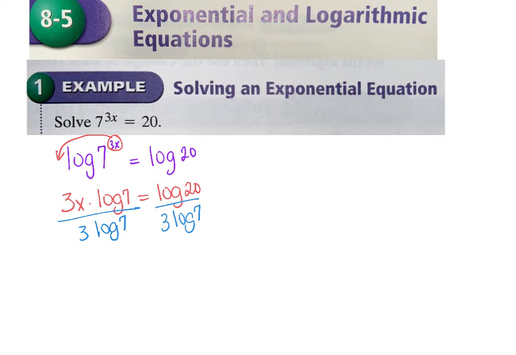And so on the left-hand side, I'm left with just the x because the 3 and the log 7's cancel. And in my calculator, I can put log 20 divided by 3 times log 7. And when you round to 4 digits, which is what logs are typically rounded to, you get 0.5132.